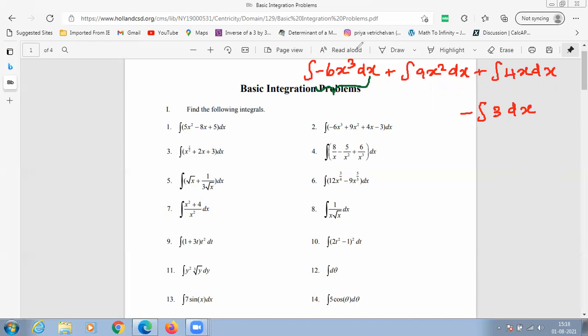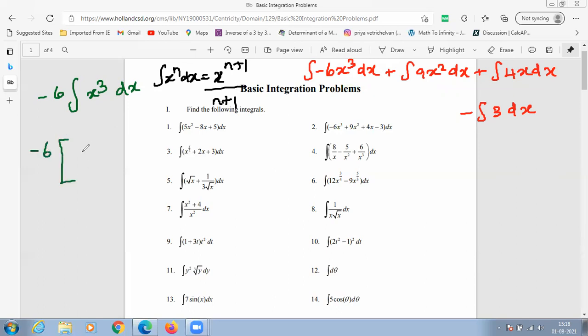First I'm going to integrate this part. I can take the constant outside first. The 6 is in multiplication, just take that out. So integrate the x cube alone. Again I'm going to use the same property. When you integrate x power n, you will be raising its power by 1, and again you will be writing it in the denominator as well and increase its power by 1. So here minus 6 into x power 3 plus 1 will become 4.